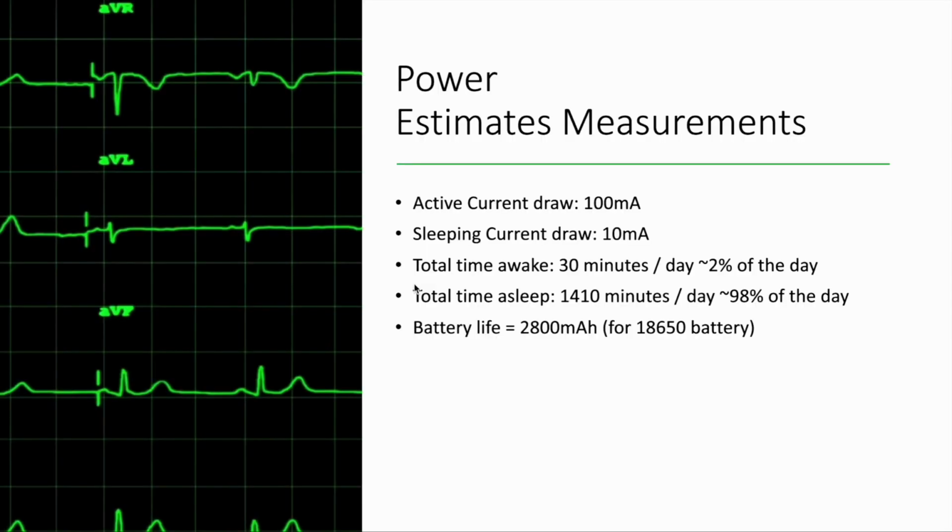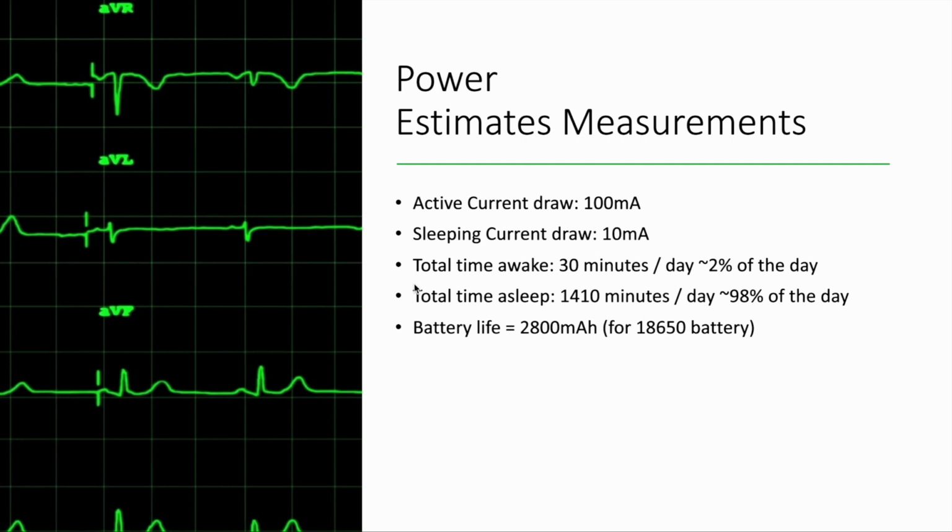Now that we have our power measurements, it's time to do some math, which I'm sure you are all very happy about. We're going to start by defining all the numbers that we need to estimate the amount of battery life we're going to get out of this project. Starting with the measurements we just took, the worst case active current draw is 100 milliamps, and the worst case sleeping current draw is 10 milliamps.